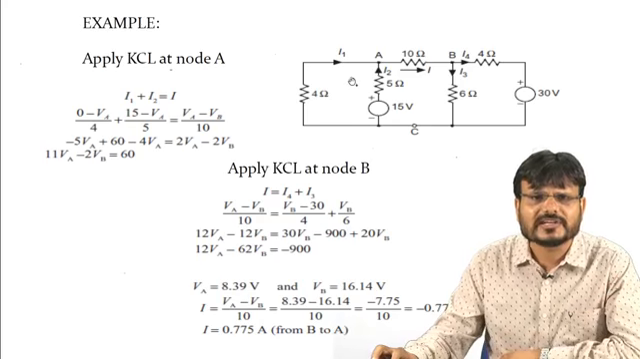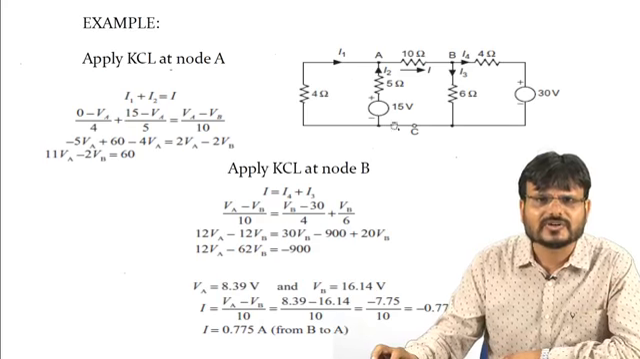So now you can easily calculate all the branch currents. Suppose you have to find the current I1. So I1 is equal to (0 minus VA) upon 4, and VA is equal to 8.39. So 0 minus 8.39 divided by 4.